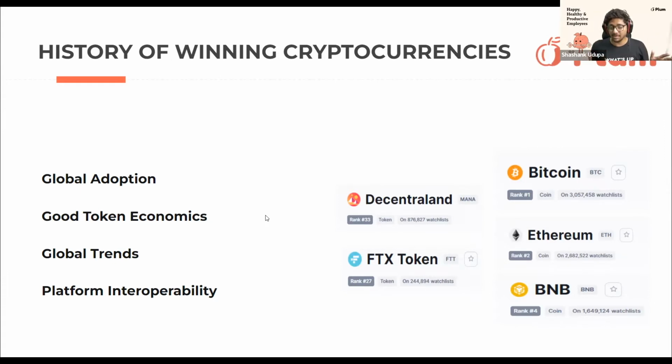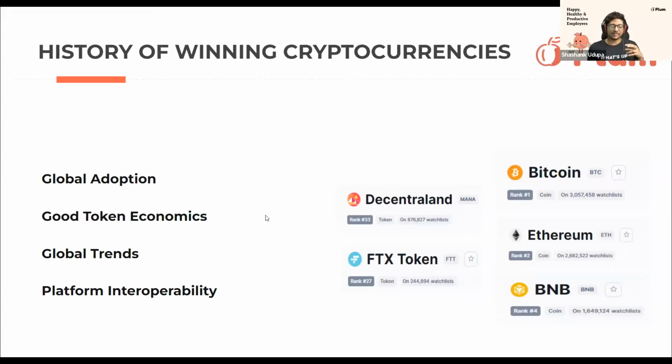So for example, Binance coin, which is BNB, has a system where they burn the tokens or buy back the tokens. So over a long period of time, the price of the tokens goes up automatically because the number of tokens reduces, right? Another very important trend in the history of winning cryptocurrency is global trends, right?